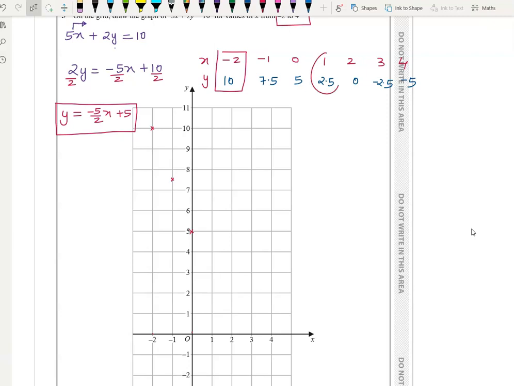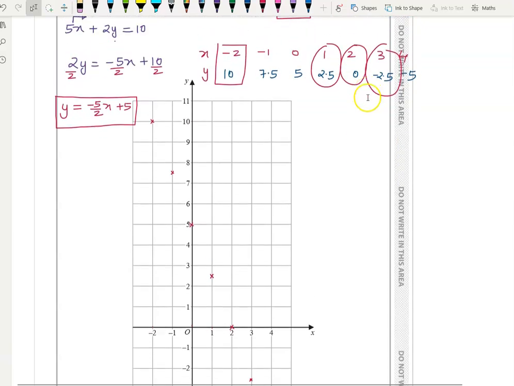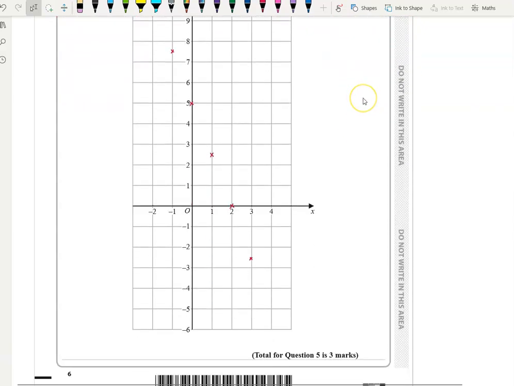At 1, it is 2.5, roughly here. When x equals 2, y is 0. When x equals 3, it is minus 2.5, which is somewhere here. And lastly, when x equals 4, it is minus 5.